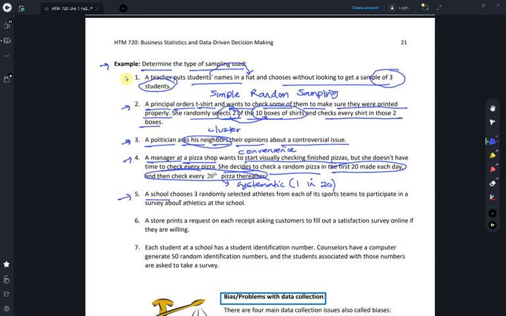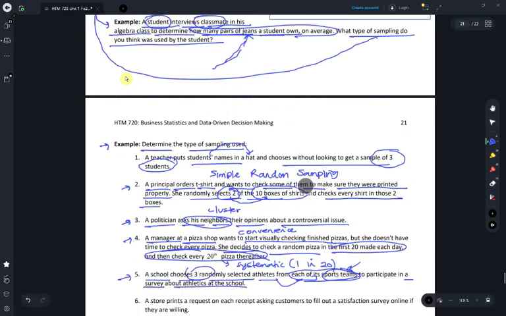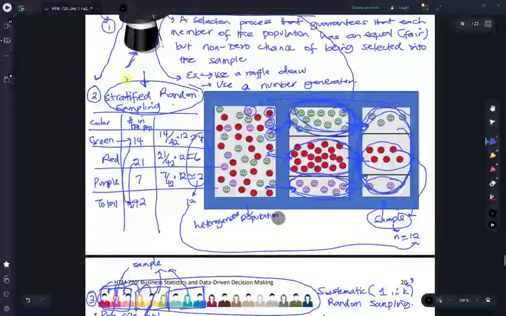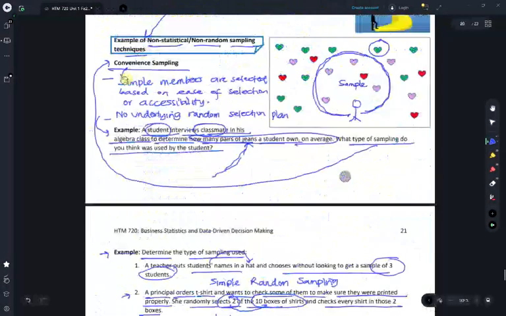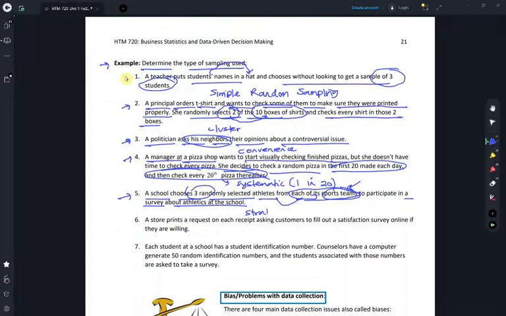5. A school chooses 3 randomly selected athletes from each of its sports teams to participate in a survey about athletics at school. So, in each of the sports teams, they will be very similar. They know how to play similar sports in each of the sports teams. And to select 3 out of every team, these will be reflecting the plan we discussed under stratified random sampling. So this will be an instance of stratified random sampling plan.